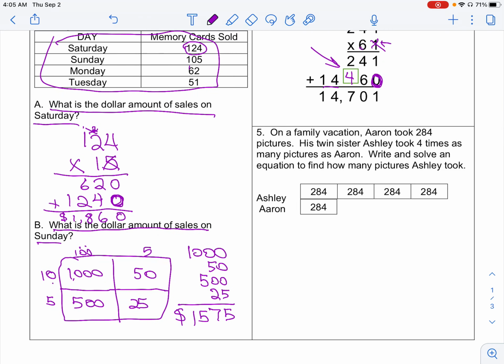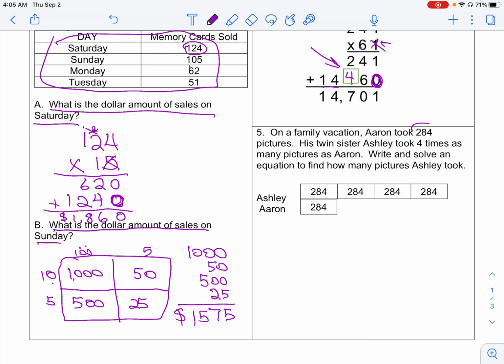Number 5, I think some of you looked at this question, you're like, what is this diagram here? And, you know, I get it, but it's just a visual way of looking at multiplication, so don't be afraid of it. It says on a family vacation, Aaron took 284 pictures. His twin sister Ashley took 4 times as many pictures as Aaron. Write and solve an equation to show how many pictures Ashley took.